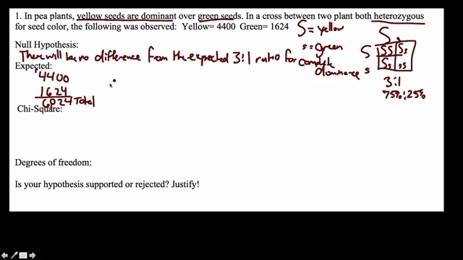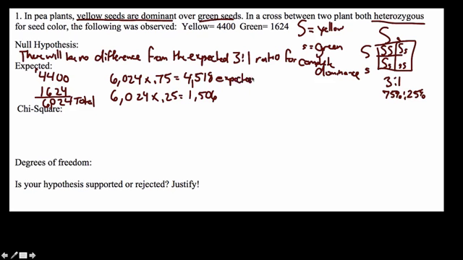So then we would say for the yellow, we'd go 6,024 times 0.75, and that will get us our expected values for yellow. And then for green, we go 6,024 times 0.25, and you should get for the yellow 4,518. For the green, you should wind up with 1,506. So these are our expected values if we're following this 3-to-1 ratio.